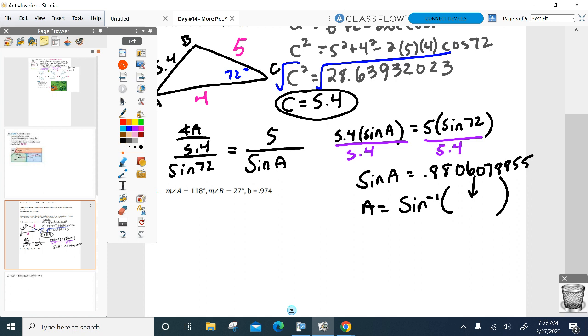And what's it say? Round to the nearest degree, right? Angles round to the nearest degree. So A equals 62.